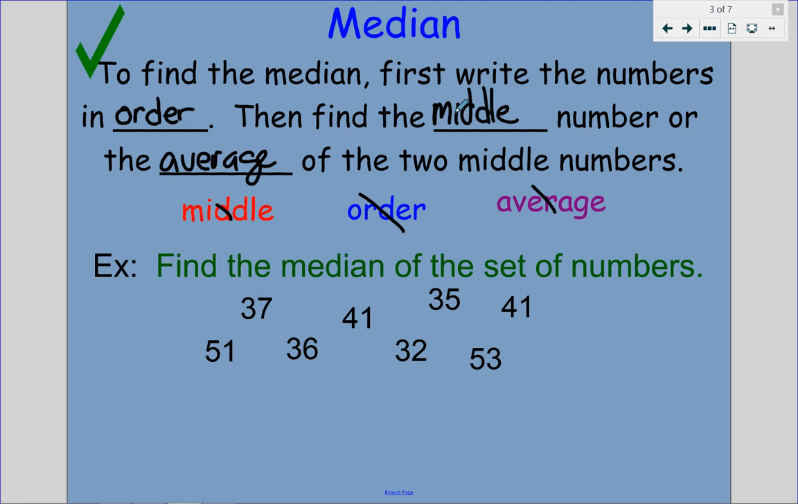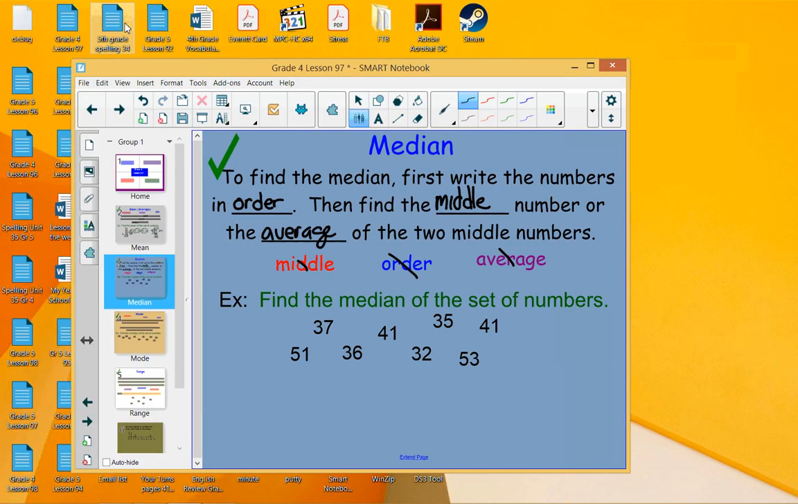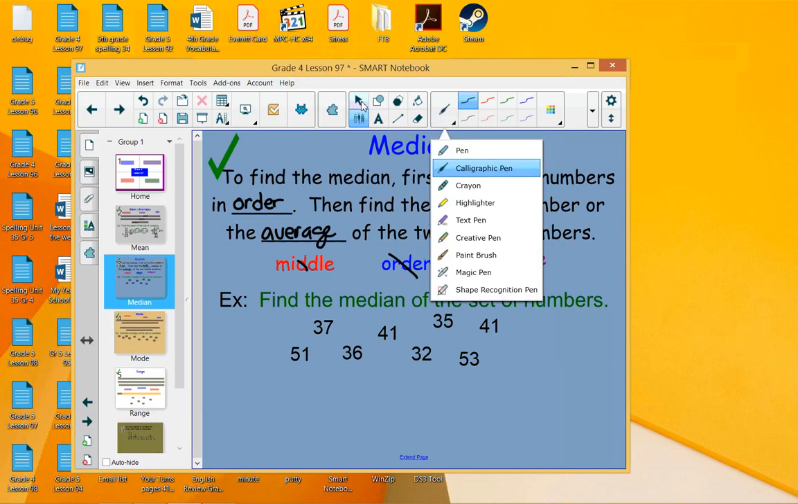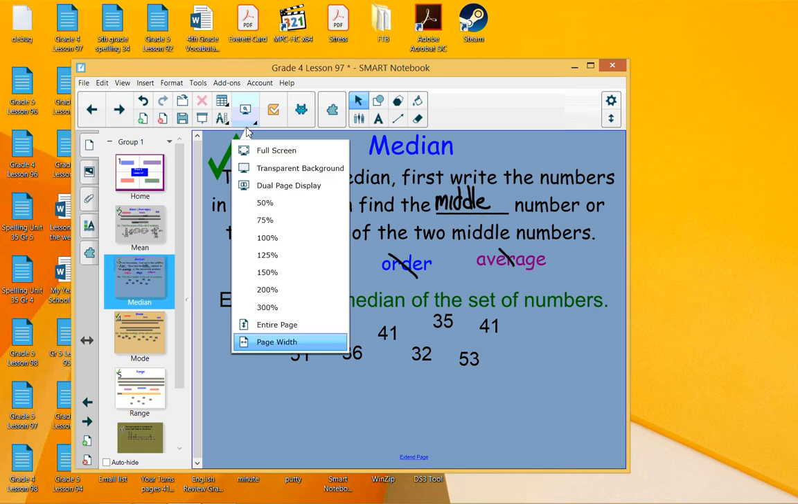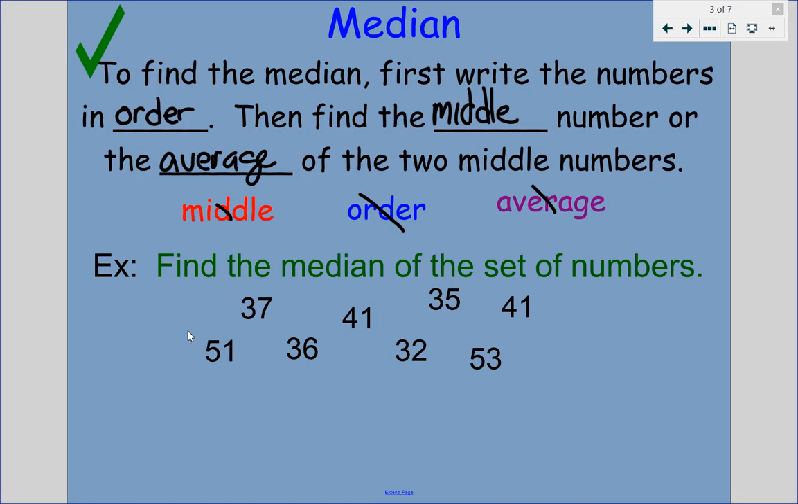So first step, for the median, is to put our numbers in order. We can put them in order from least to greatest or greatest to least. I usually do least to greatest. It usually works the best that way. So 32 looks to be smallest, and then I have a 35, and I have a 36, and I have a 41, then I have another 41.